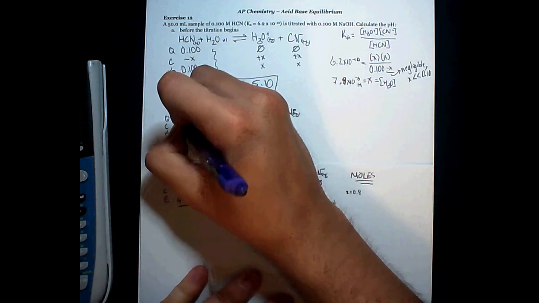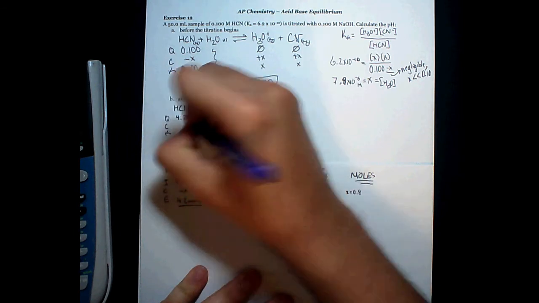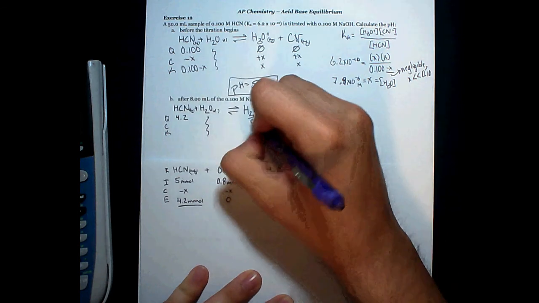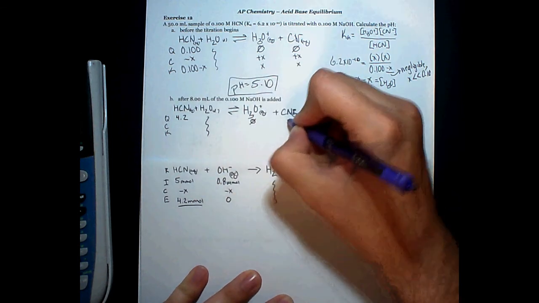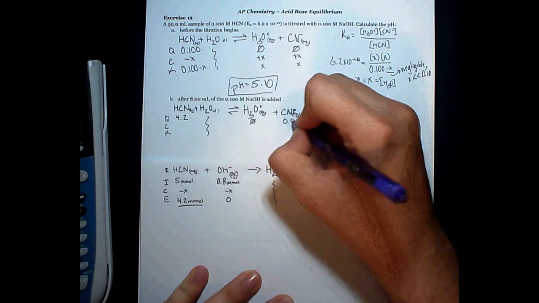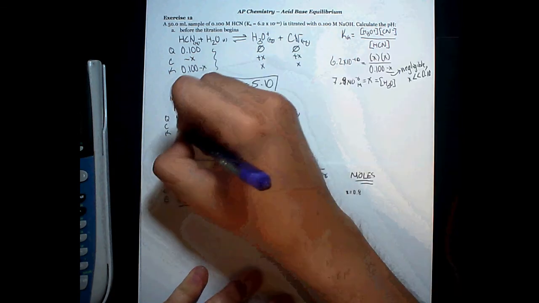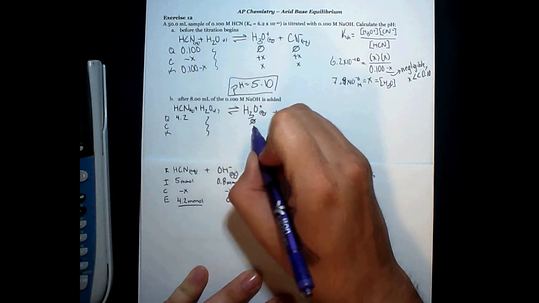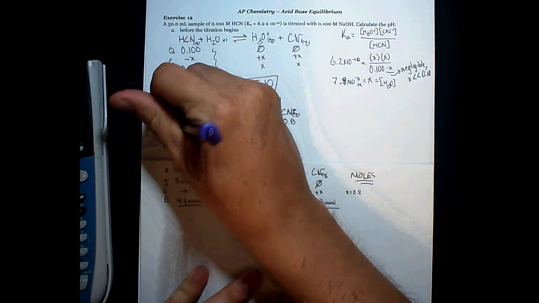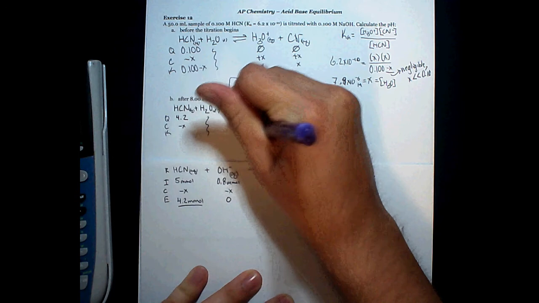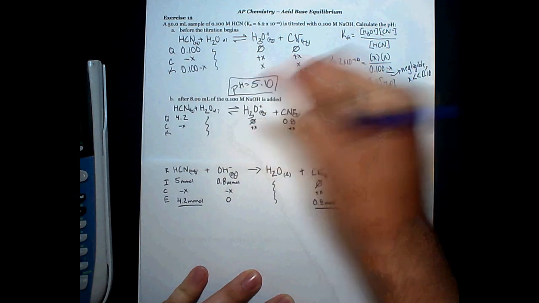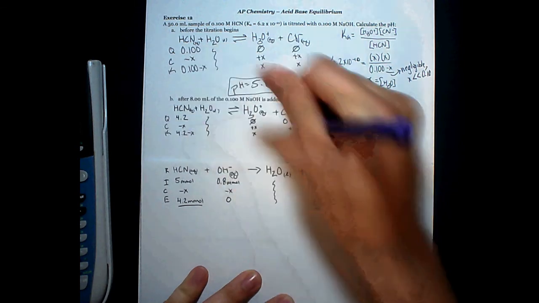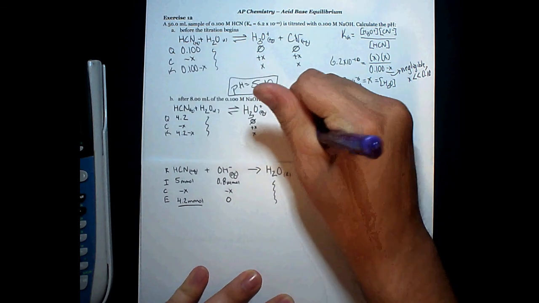So our initial concentration here is 4.2. We don't care about that. Initial concentration of the H3O plus is 0, and the initial concentration of the other is 0.8. This is still going to be going to the right because if this is 0 right here, it's going to push it to the right. So this is minus x, plus x, and plus x. This would be 4.2 minus x. This is x, and this is 0.8 plus x.